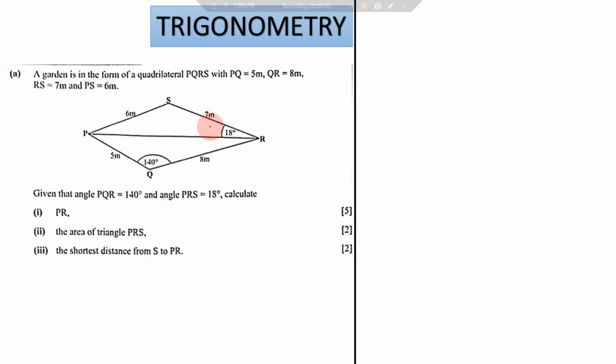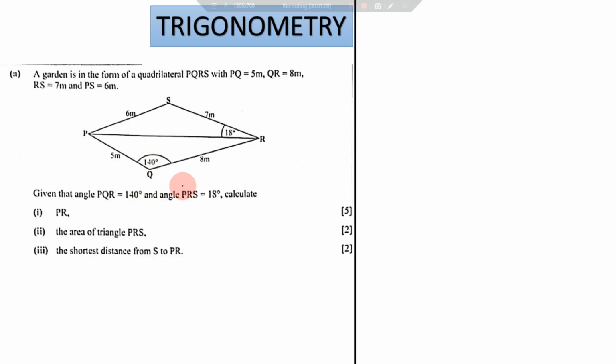When you look at the diagram in this case, there are two shapes being formed. There's a bigger one, which is a quadrilateral, a four-sided shape. Then this diagonal here is cutting this shape into two shapes. There's a triangle up here, and another triangle down here.